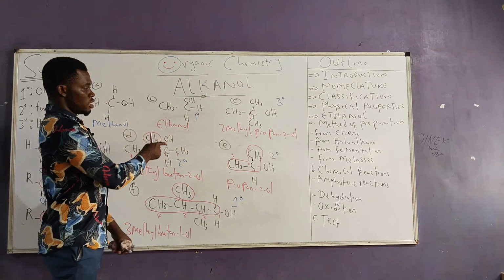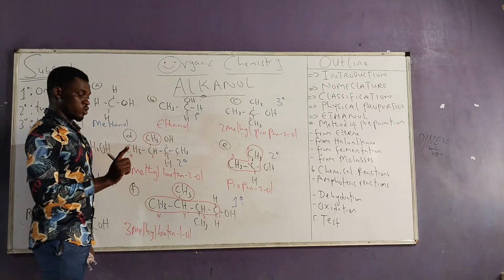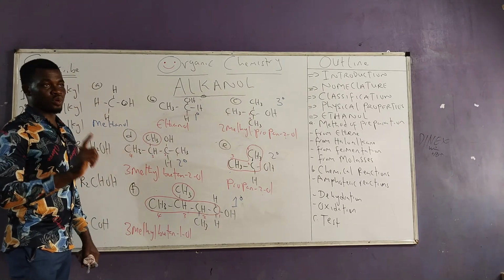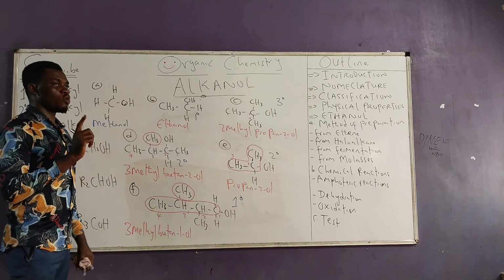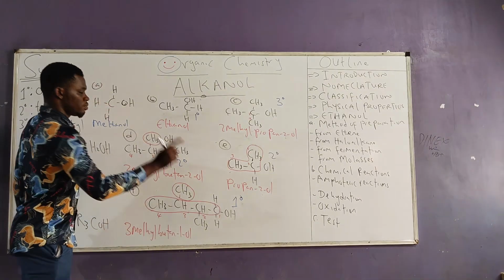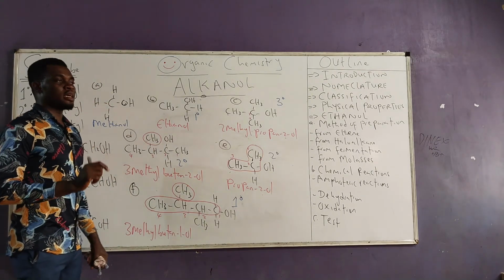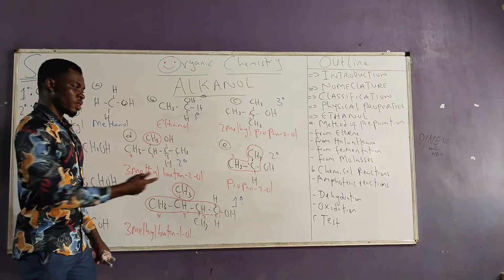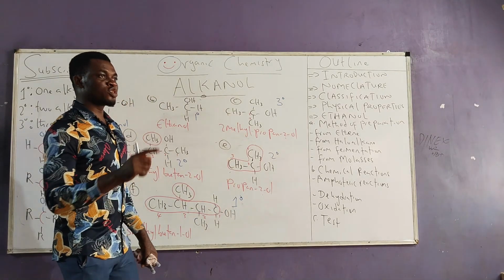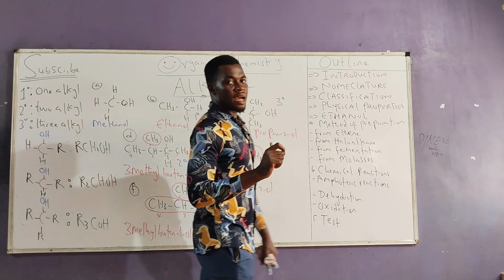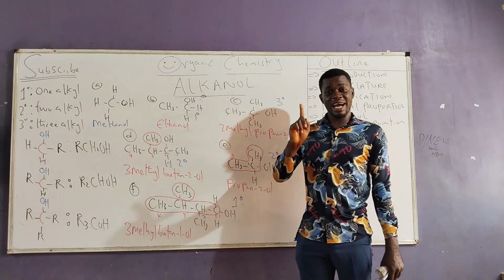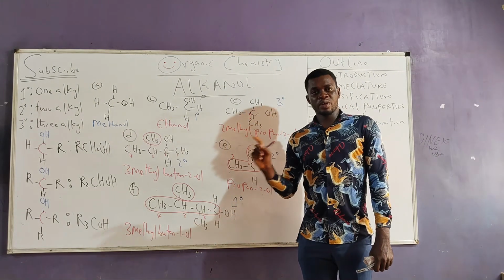So for example, ethanol, this is a primary alkanol. So if the OH group is at carbon 1, regardless of whether it has a branch or not, it is a primary alkanol. For example, 3-methyl butan-1-ol. Provided the OH group is at carbon 1, it is a primary alkanol. What about for secondary and tertiary? If the OH group is not at carbon 1, then it can either be a primary alkanol or a secondary alkanol. Once that OH group is not at carbon 1, it can either be primary or secondary.